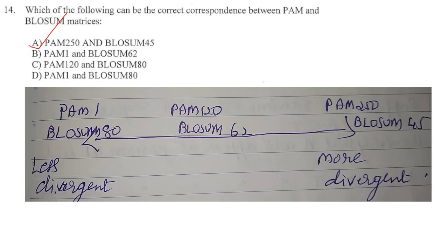Then next one. Which of the following can be the correct correspondence between PAM and BLOSUM matrices? So the BLOSUM matrices with low numbers correspond to PAM matrices with higher numbers. So here option A, PAM is with higher number, BLOSUM is with lower number. So answer is option A.